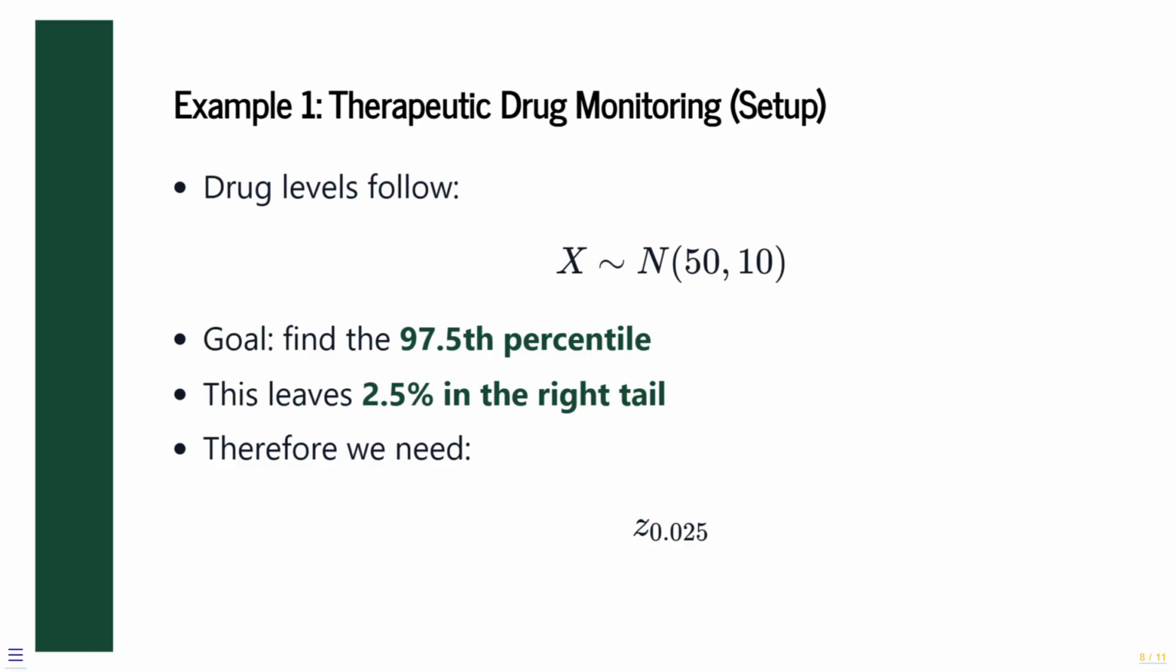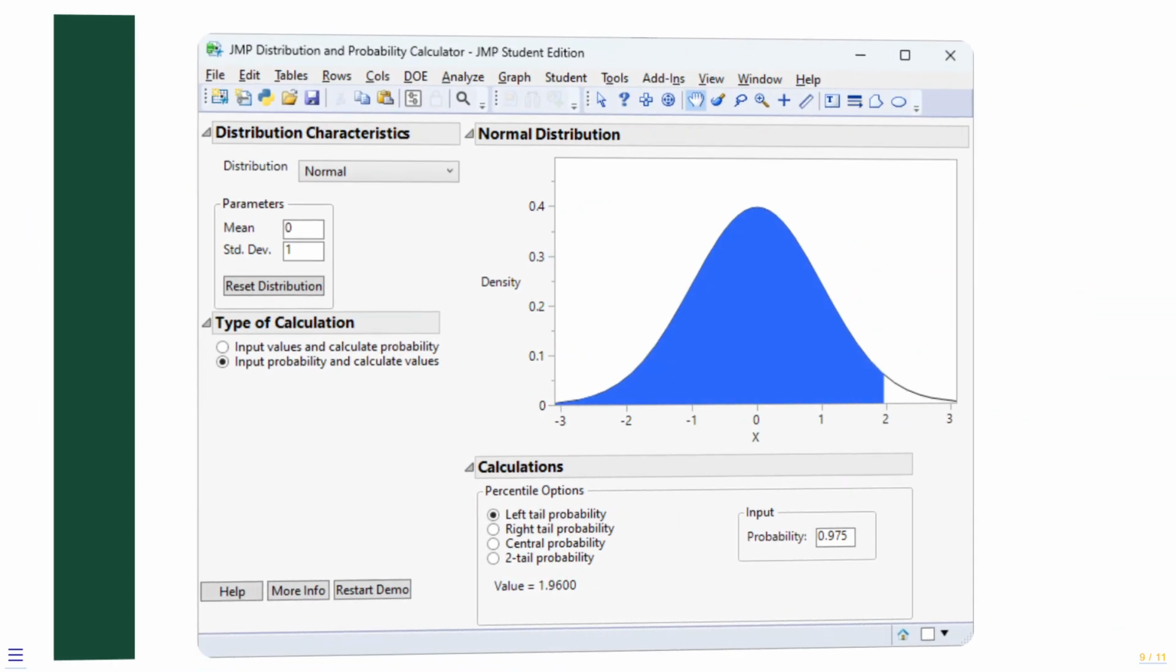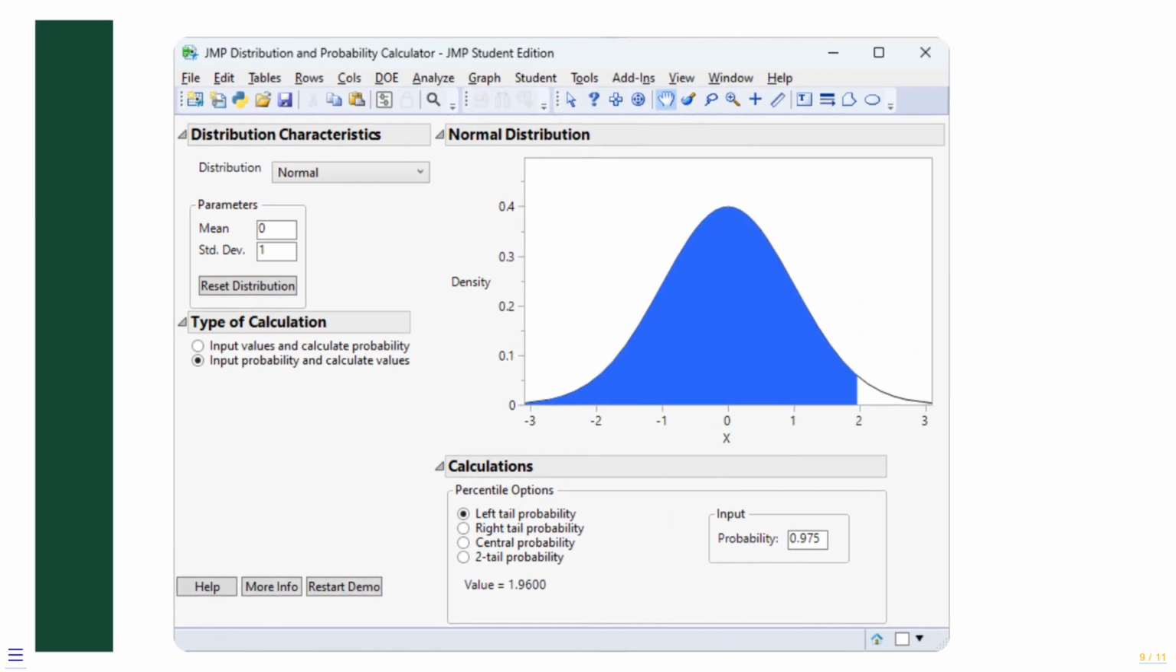Now let's look at an example from therapeutic drug monitoring. Suppose drug concentrations after dosing follow a normal distribution with mean 50 and standard deviation 10. Physicians want to determine the upper control limit corresponding to the 97.5th percentile. Because 97.5% is to the left, that leaves 2.5% in the right tail. Therefore, we look for the standard normal value z subscript 0.025. Using statistical software or the JMP calculator shown in the image, we find that this z value is approximately 1.96. This step converts the probability question into a standard normal cutoff.